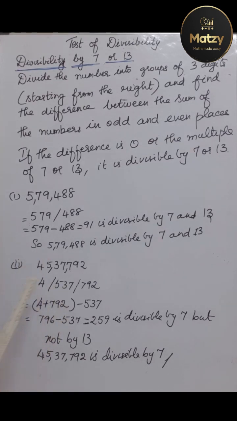Okay. Now 4 is in first place. 792 is in third place. So I told you to find the sum of numbers in odd places. 4 plus 792. At even place only one group is there, that is 537. Minus 537. 4 plus 792 is 796, minus 537. I got 259. In 259, the 7 table is going.